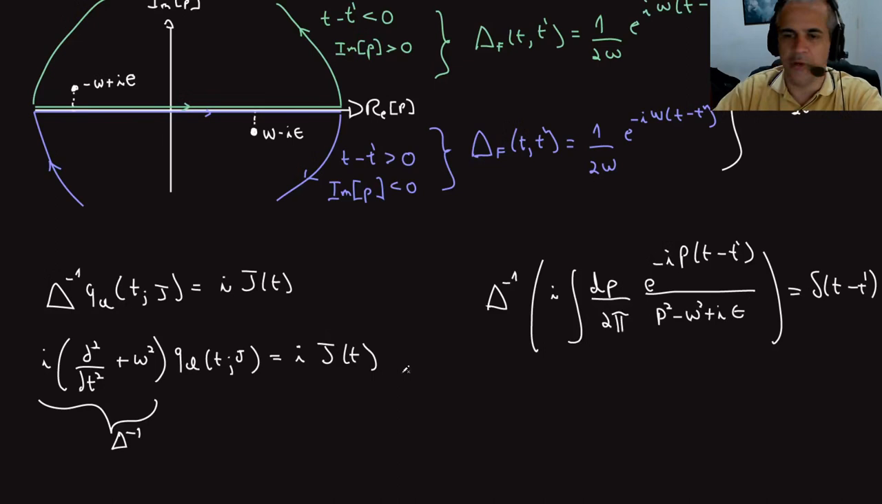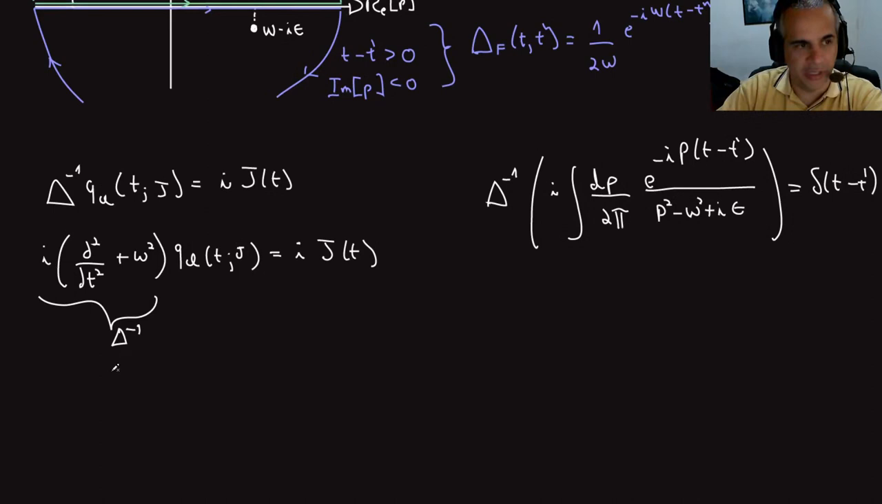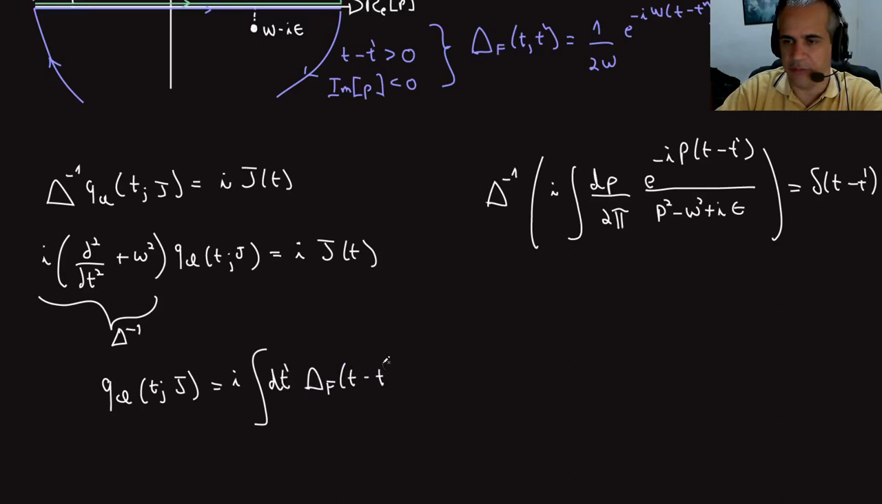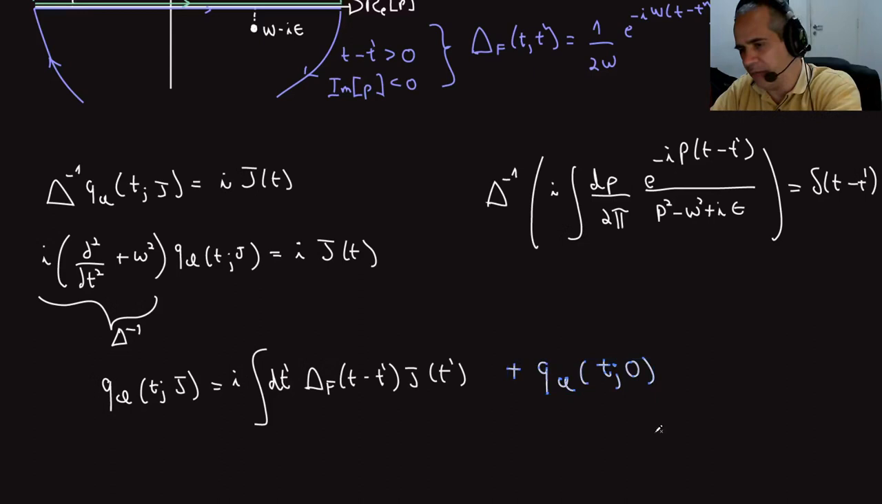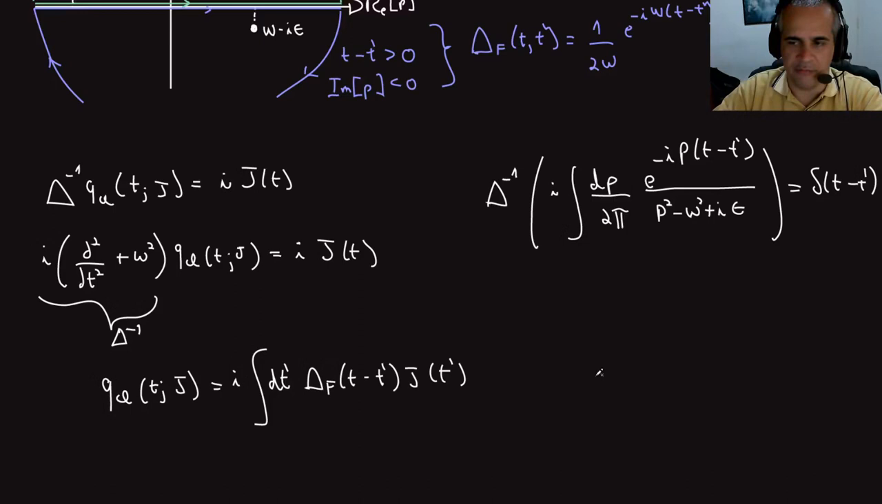We know that a particular solution to this equation will be q classical of t, j equals i times the integral dt prime of Δ_F (t minus t prime) j of t prime. This is not the most general solution. What's missing outside the integral is just q classical of t in the absence of sources, which was our formal solution. Now I'm taking a particular one, and we'll see soon why it is consistent to ignore the classical one in the absence of sources. If I plug it in, this acts to give me a delta, and then I integrate on t prime and get i j.